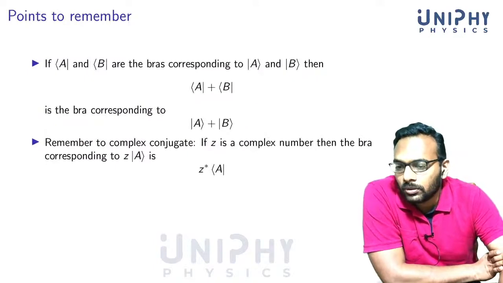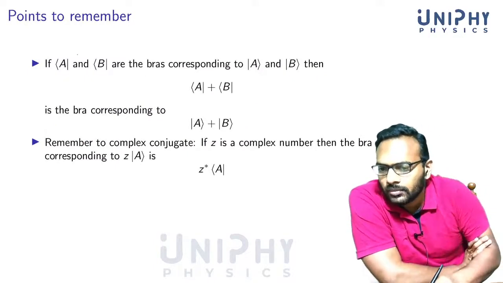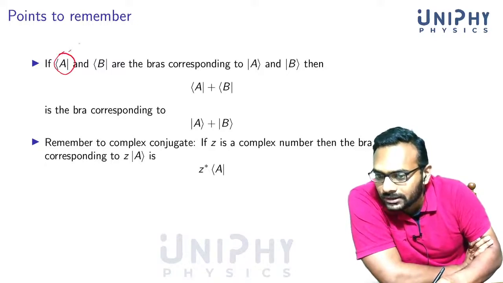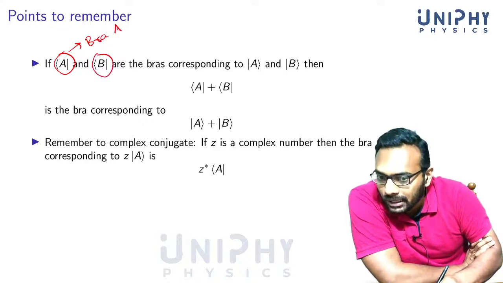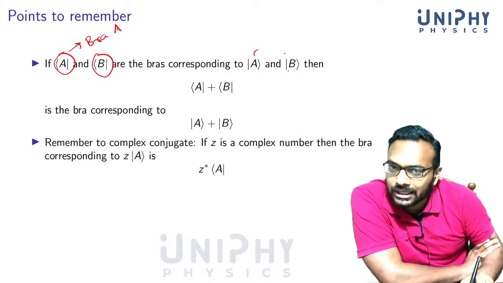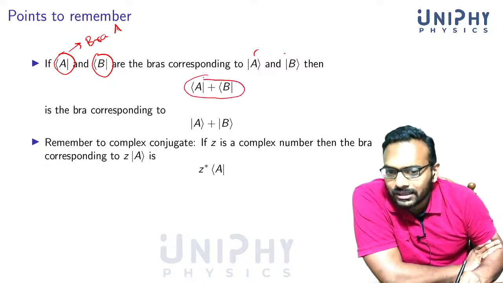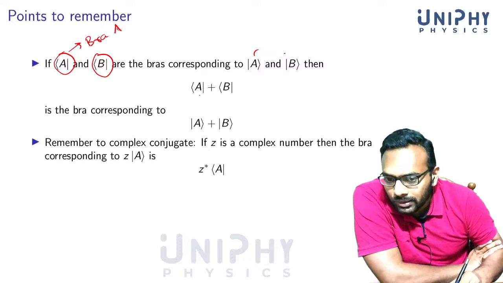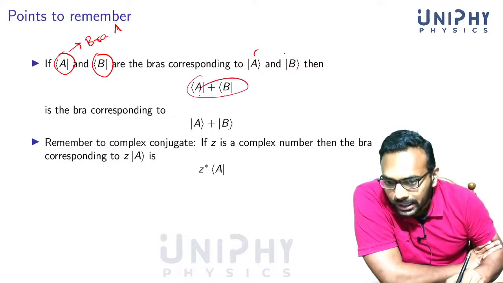Now the point to remember when you take this dual vector space is this. If bra A and bra B are the bras corresponding to ket A and ket B, then there is a linearity when you take the bra. So bra A plus bra B is the bra corresponding to A plus B.